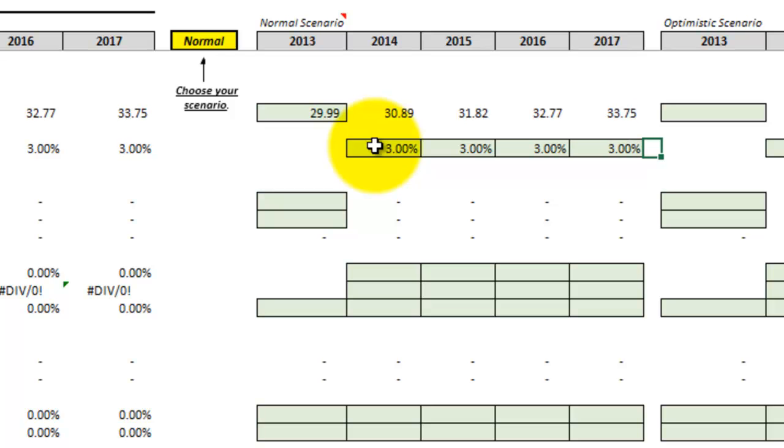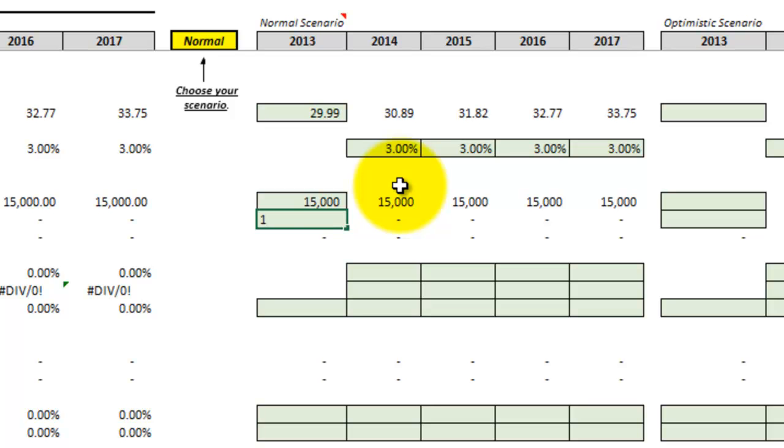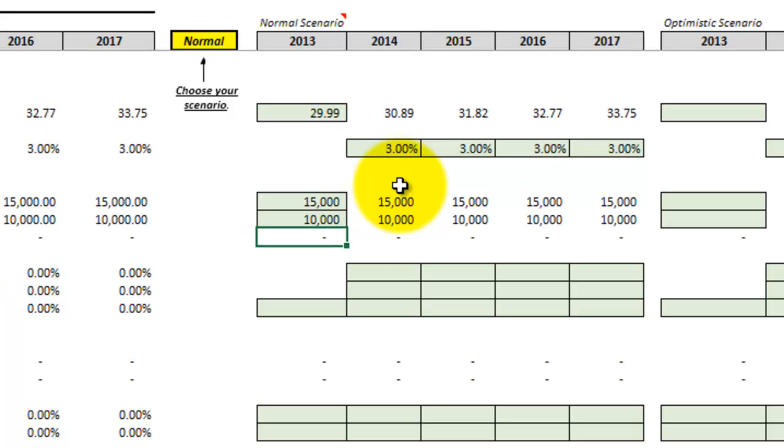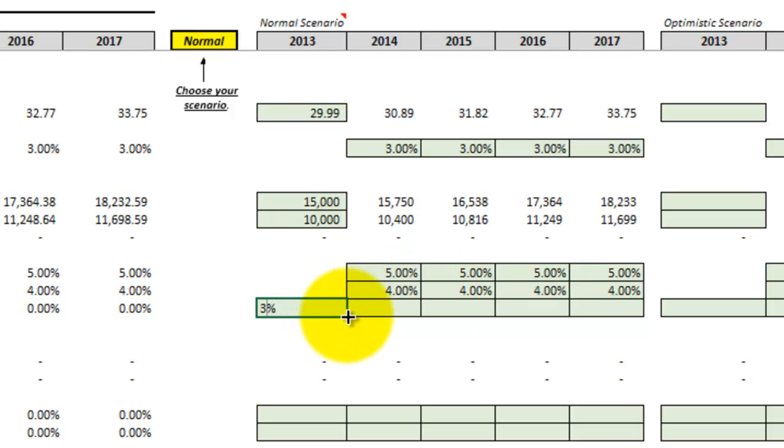Next, we believe that we'll get approximately 15,000 freemium customers and 10,000 premium customers in that first year. Further, we will receive increases of 5, 4, and 3% per year for freemium volume growth, premium volume growth, and conversion growth. So that's 5, 5, 5, 5. 4, 4, 4, 4, 3.